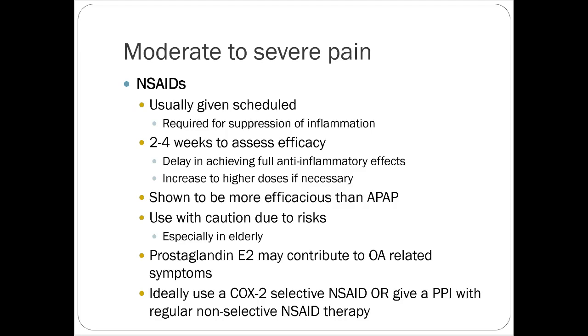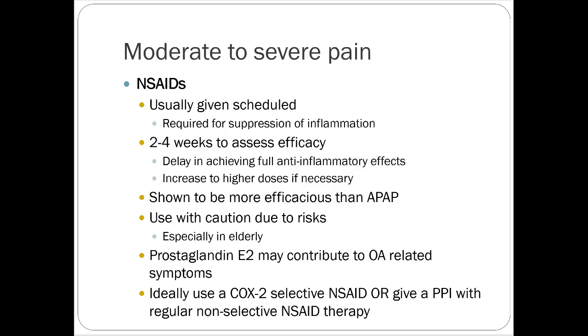For more moderate to severe pain with osteoarthritis, it's probably best to go straight to NSAIDs. That doesn't mean you can't try the topical therapies as well, but usually for people with more severe pain, especially if multiple joints are affected, you probably want to stick to a systemic NSAID. And usually you're going to go right on a schedule.